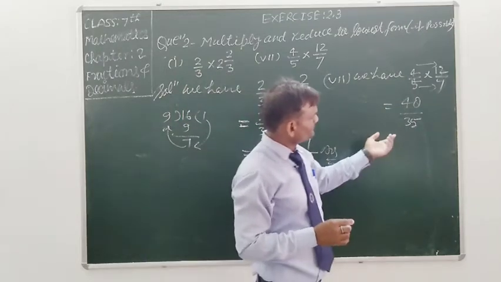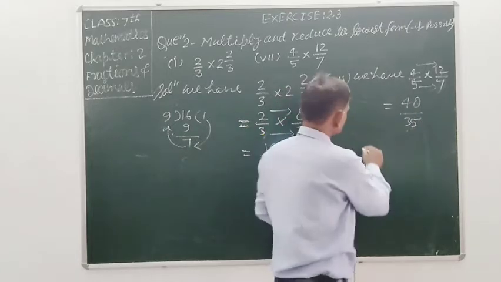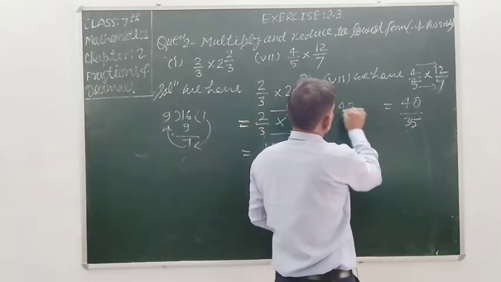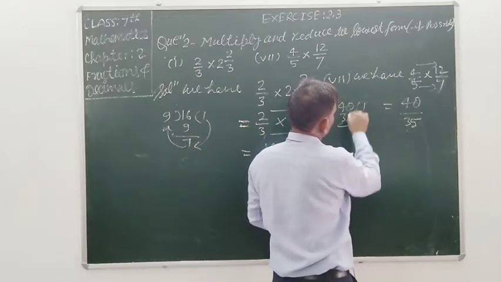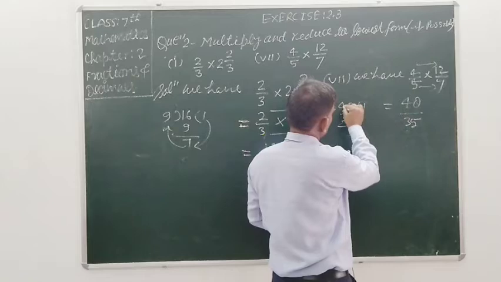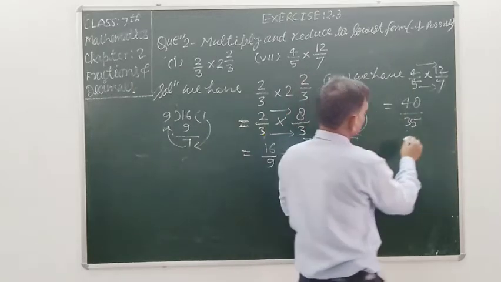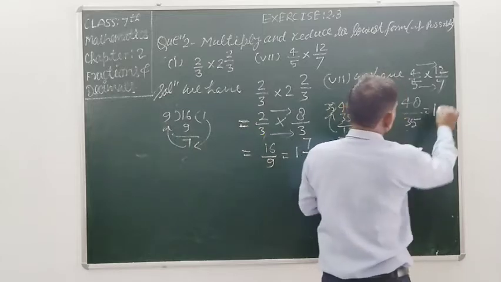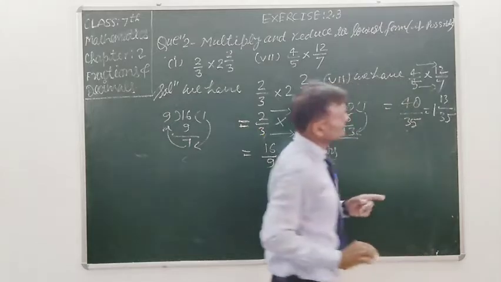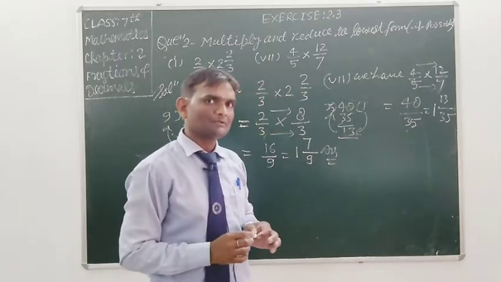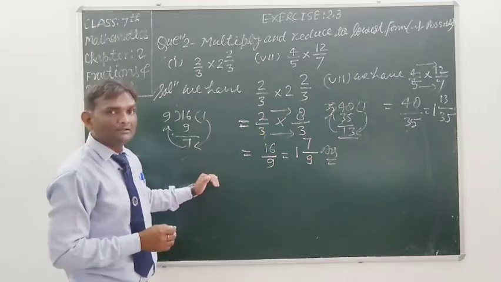So student, you can divide 48 by 35. 48 divided by 35, 1 35 is 35, 8 minus 5 is 3 and 4 minus 3 is 1. So you can write it in mixed fraction form, that is 1 whole 13 upon 35. This is my answer. So student, I hope you have understood this question very well, question number 2.